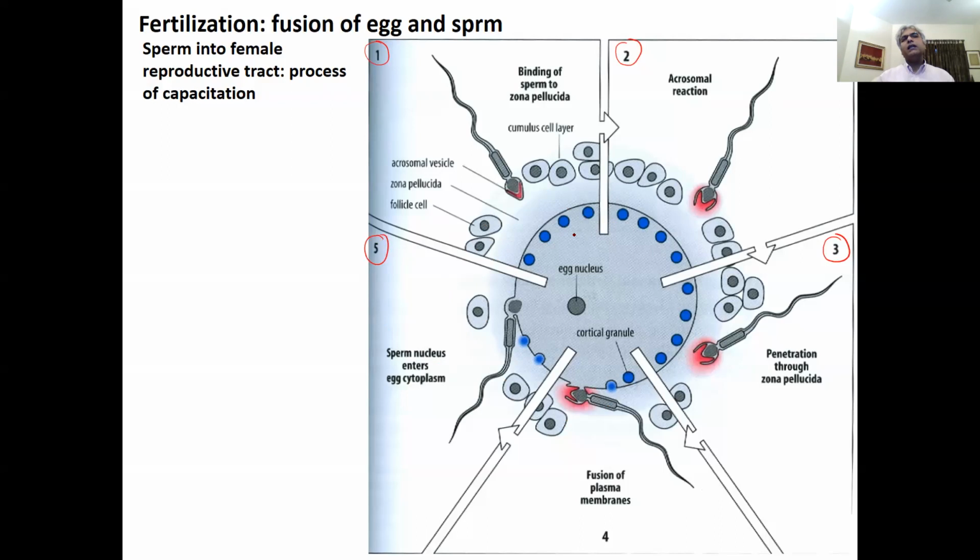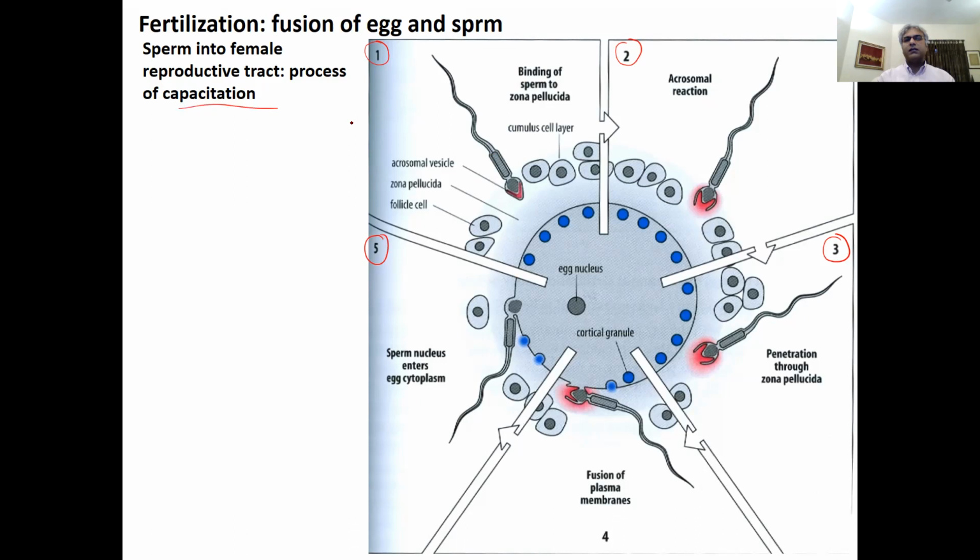Then you have sperm nucleus entering into the oocyte. So we will see what structures or what different features in the oocyte provide obstacles or barriers, as well as facilitate this process of fertilization. So the movement of the sperm into the female reproductive tract and then eventually fertilization, that process is called capacitation.